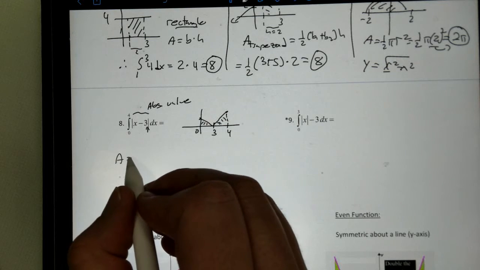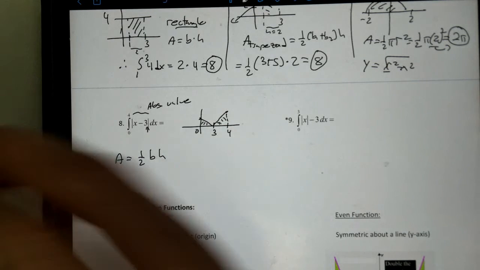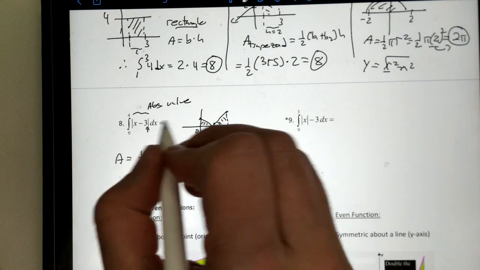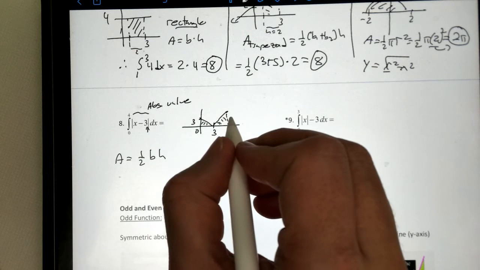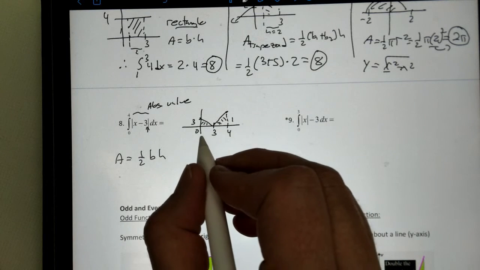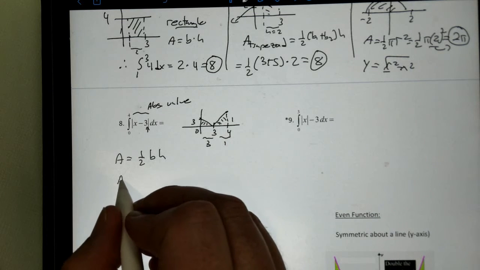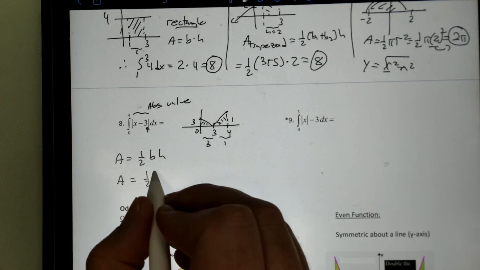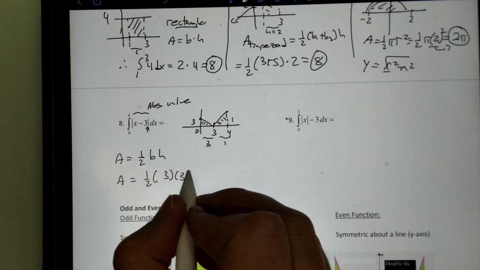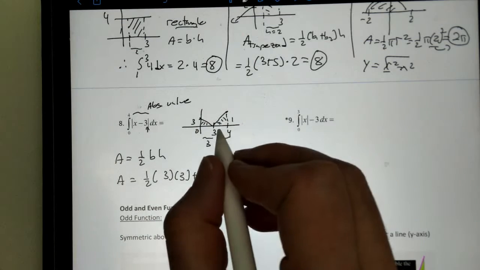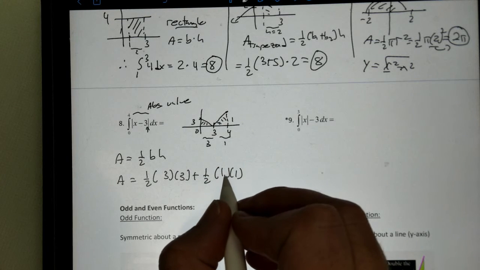And I know the area formula for a triangle, 1/2 base times height. So we have to find their heights, and that's easy. At 0, this side is going to have a height of 3, and at 4, this side is going to have a height of 1. And I can get their bases. Here's 3, here the base is 1. So if I want to find the area, I'm going to add them up. 1/2 times the first base 3 by 3, and the second triangle is going to be 1/2, 1 by 1.